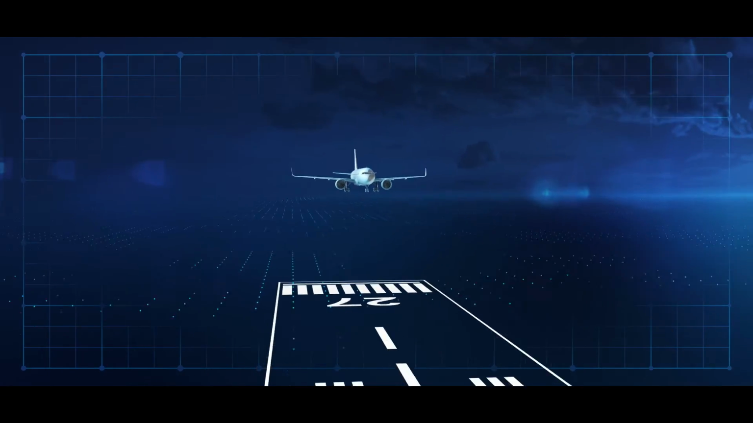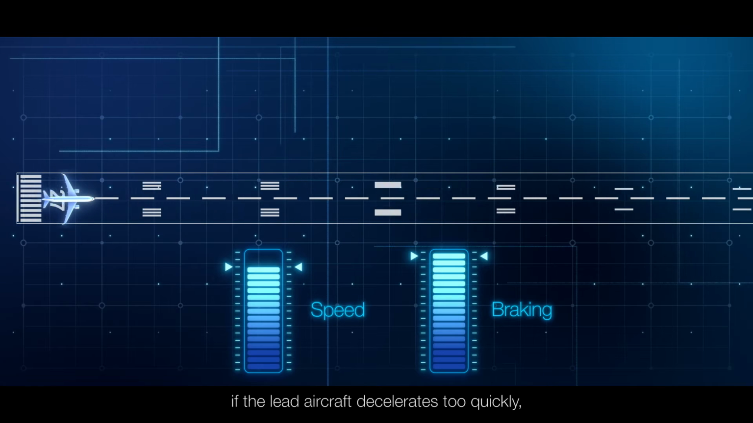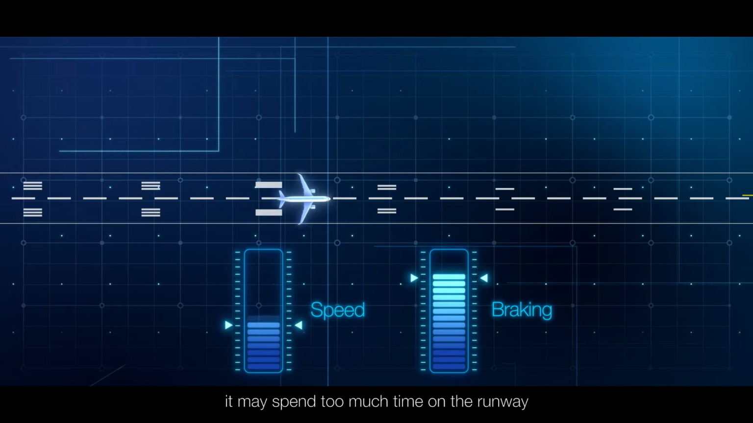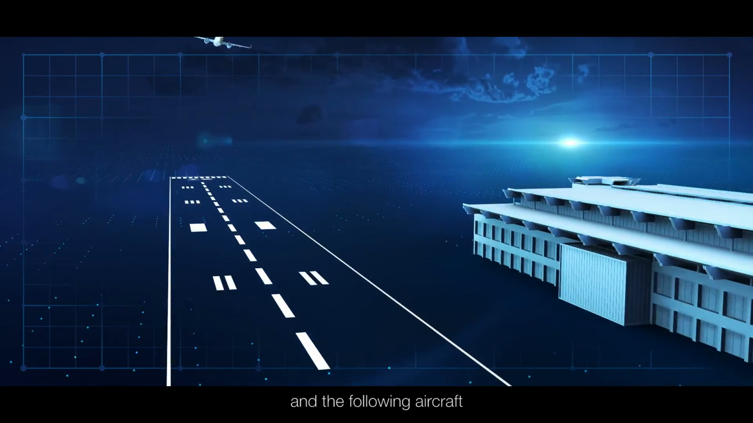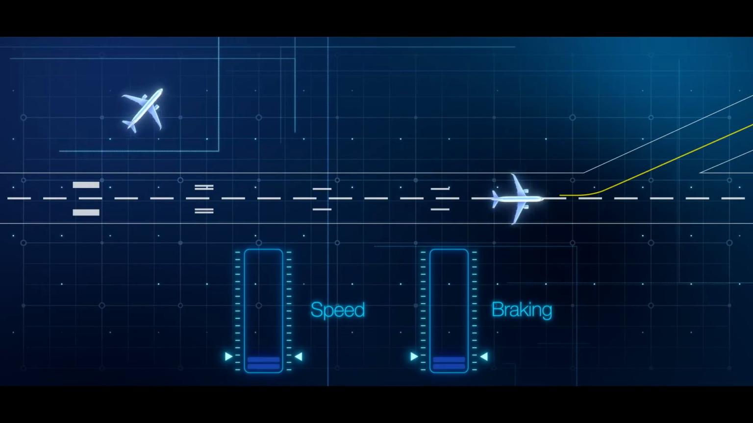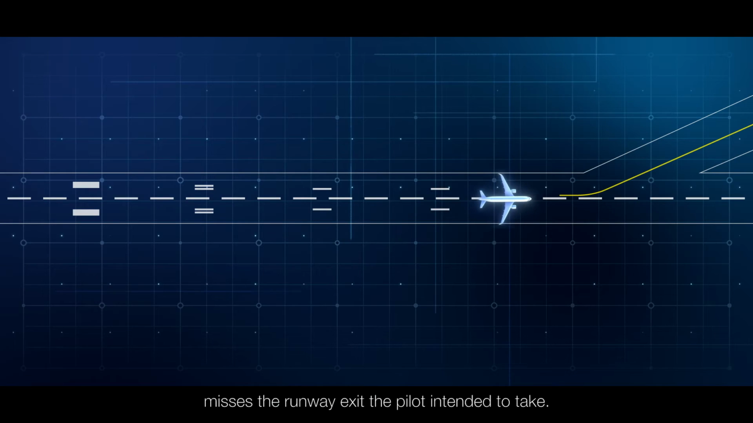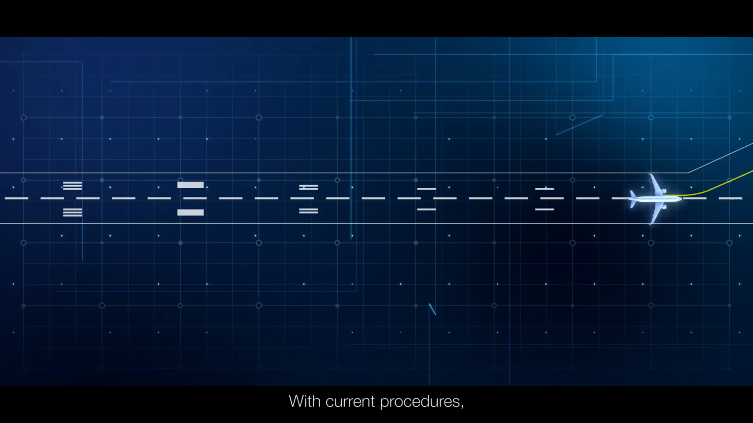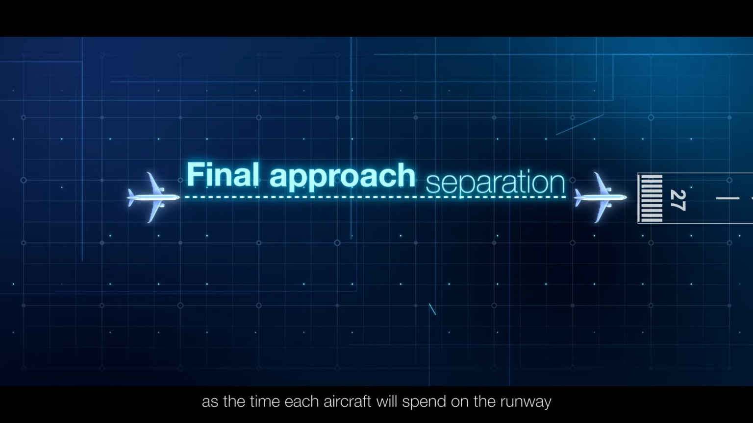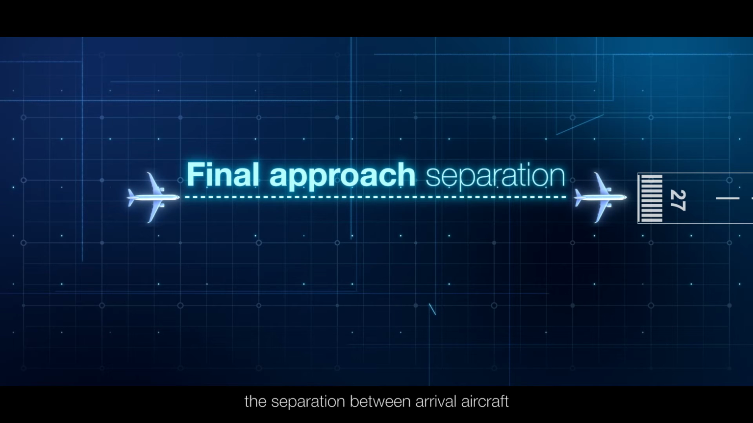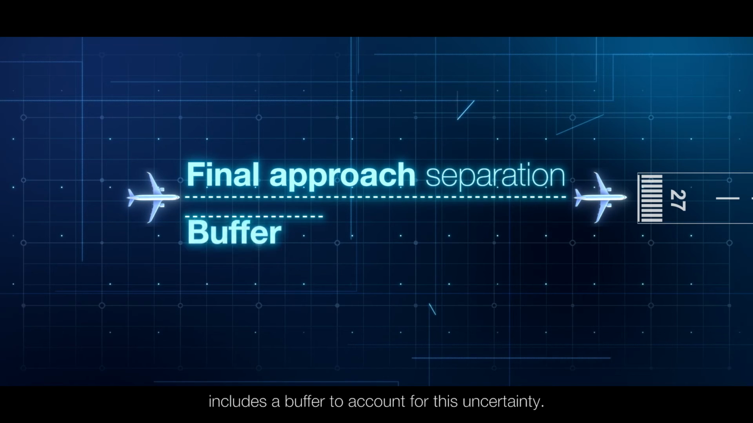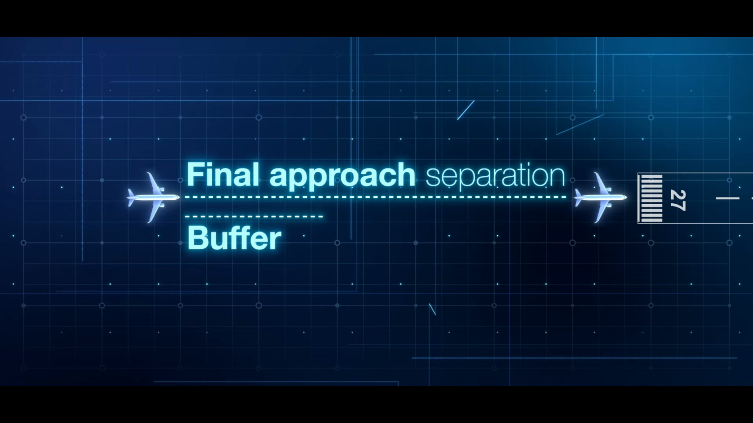As a consequence, if the lead aircraft decelerates too quickly, it may spend too much time on the runway, and the following aircraft would then be forced to go around. The same would apply if the lead aircraft misses the runway exit the pilot intended to take. With current procedures, as the time each aircraft will spend on the runway is not known in advance, the separation between arrival aircraft includes a buffer to account for this uncertainty.